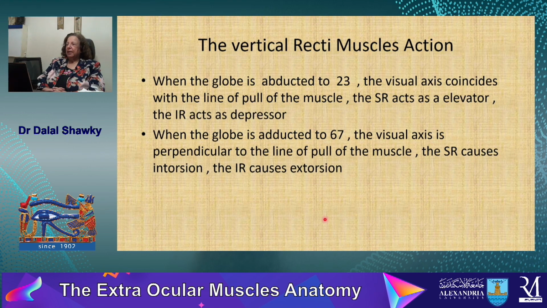So the vertical recti action: when the globe is abducted to 23 degrees, the visual axis will coincide with the line of pull of the muscle, and the superior rectus will act as an elevator, inferior rectus acts as depressor. When the globe is abducted to 67 degrees, the visual axis will be perpendicular to the line of pull of the muscle, as we saw in the photo, and in this case the superior rectus causes intorsion and the inferior rectus causes extorsion.